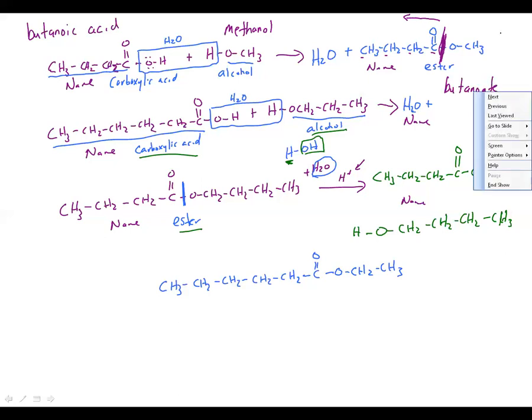And then the part that comes from the alcohol is basically the group name. So this would be methyl butanoate. Any questions on any of those names there?